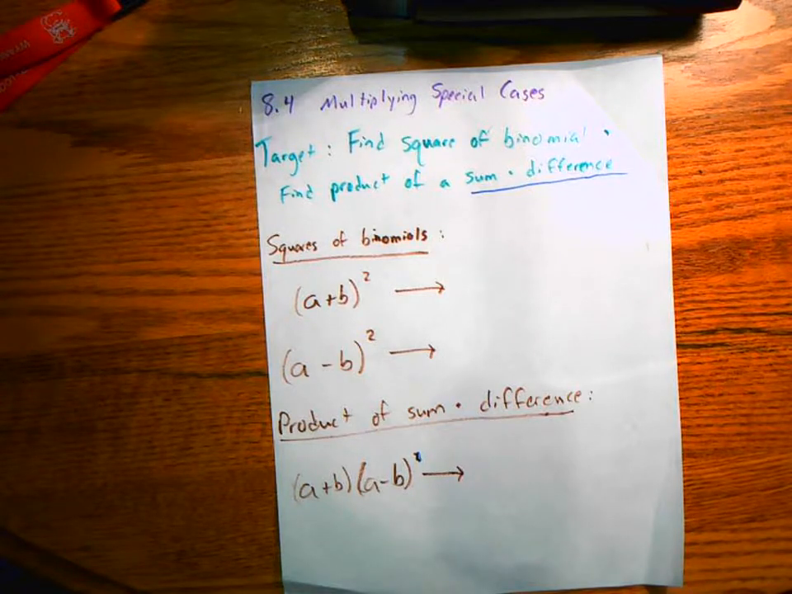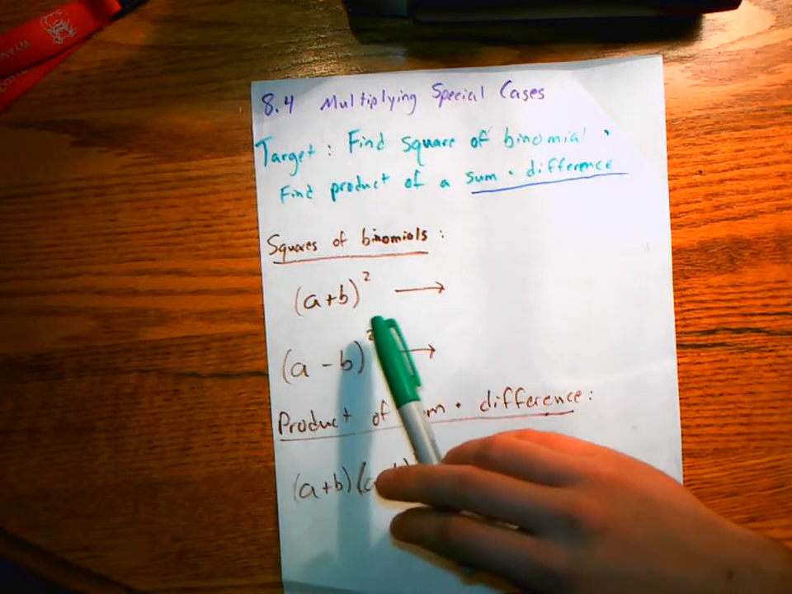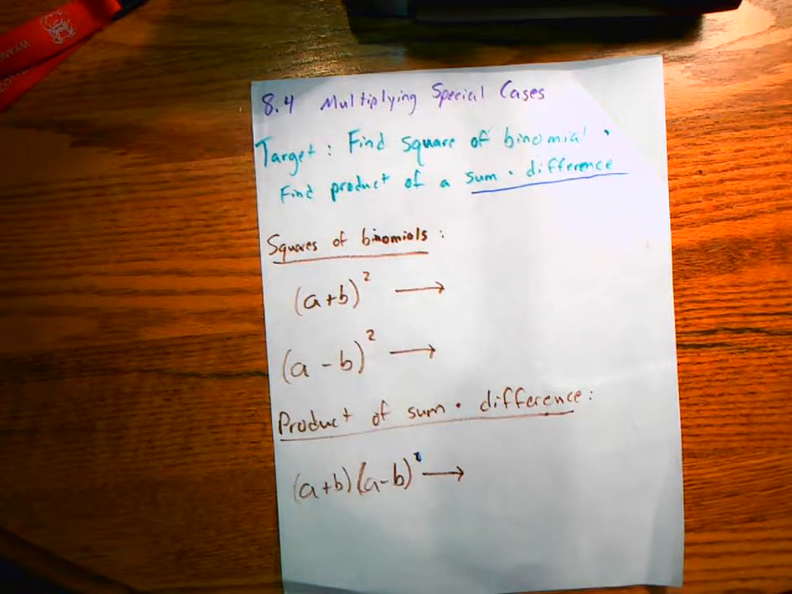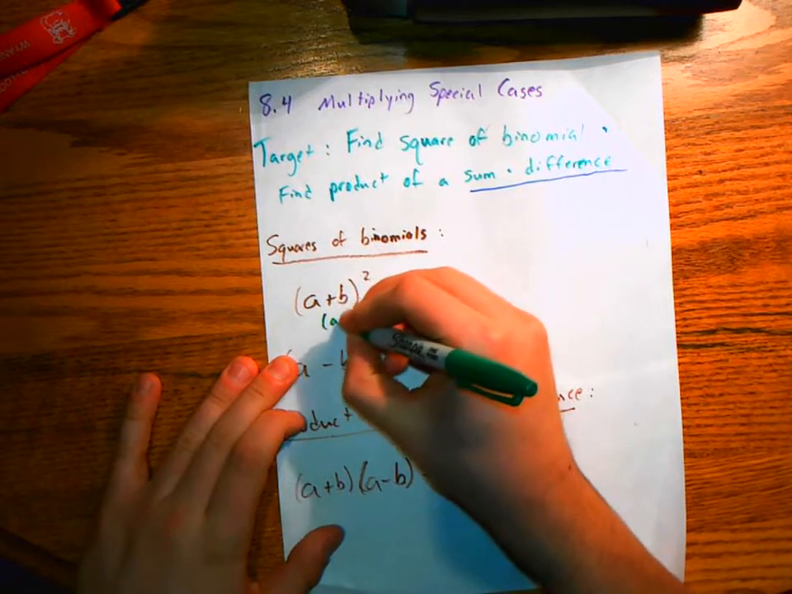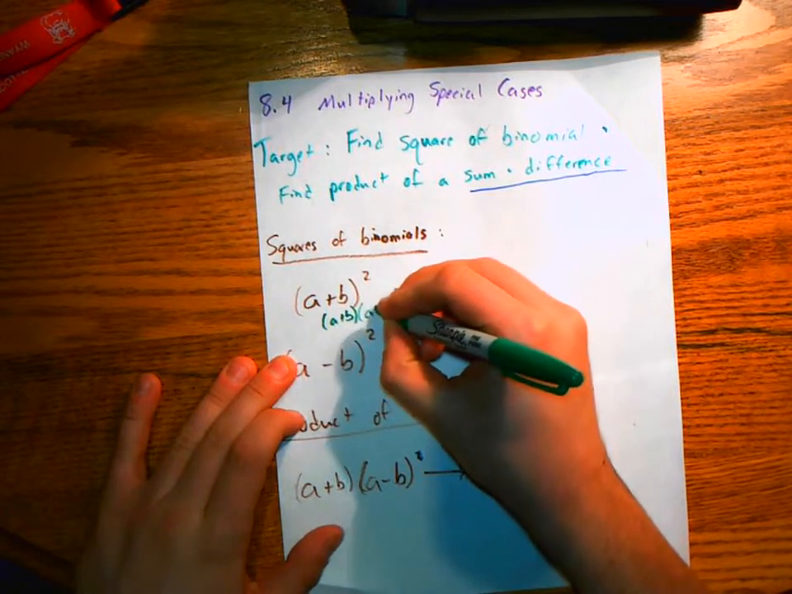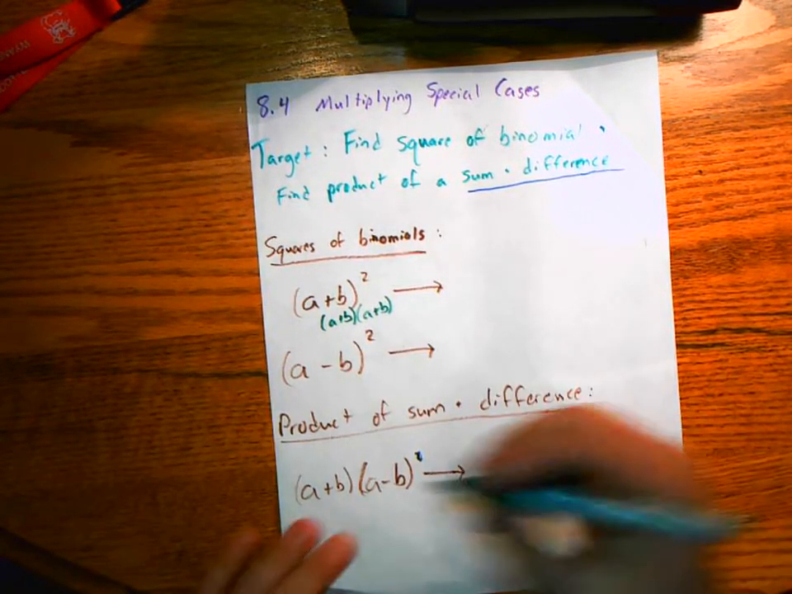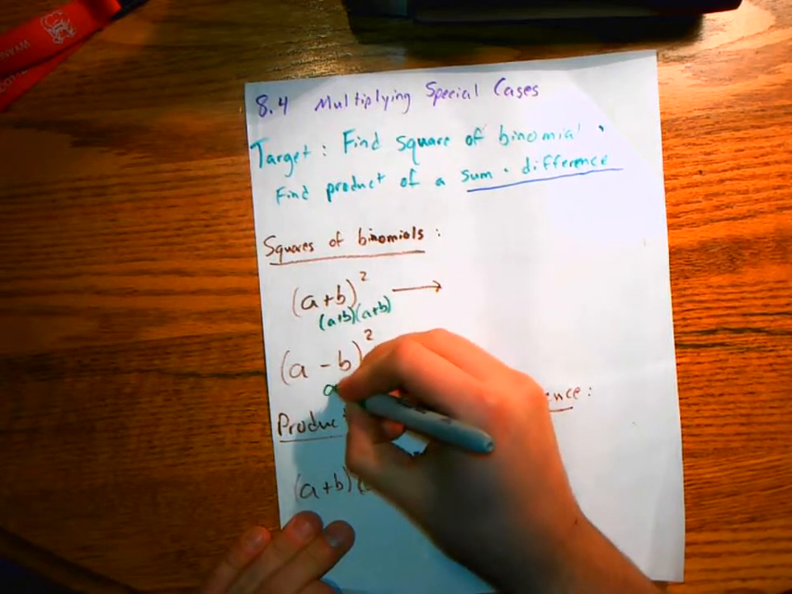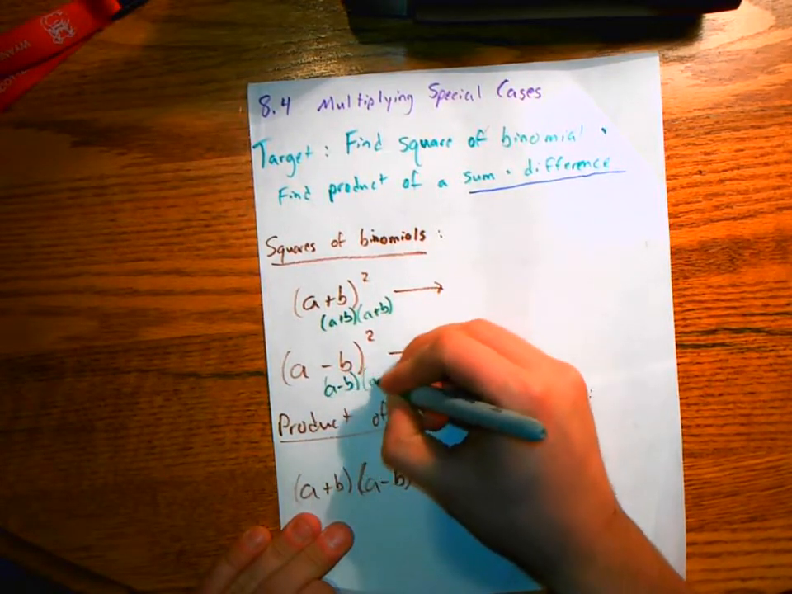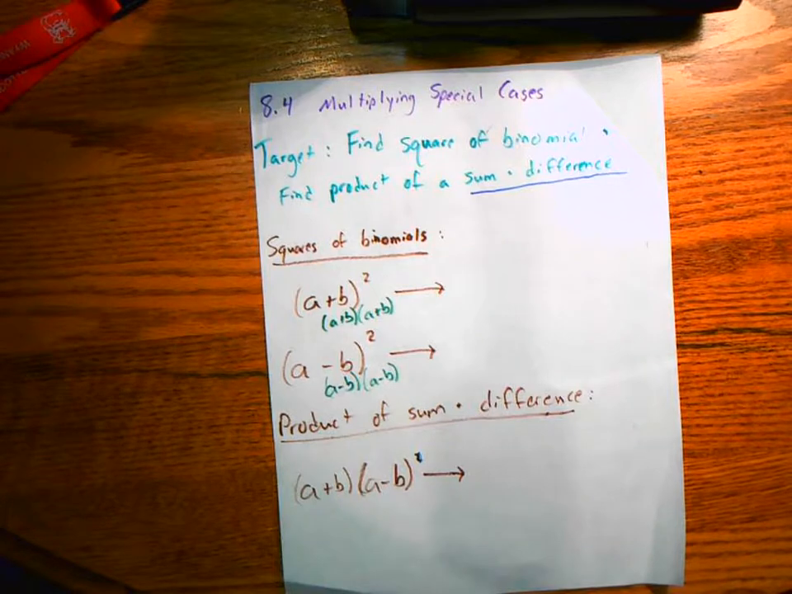So the square of a binomial, whether it's plus or minus, say for example the first one, a plus b squared, that's the same thing as saying a plus b times a plus b since it's being squared. Then same exact thing for the second one, a minus b times a minus b. If ever you're squaring something, you're multiplying it by itself twice.